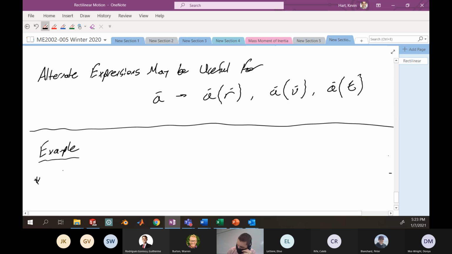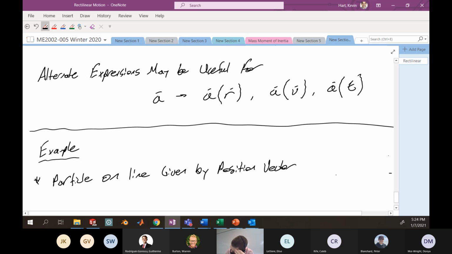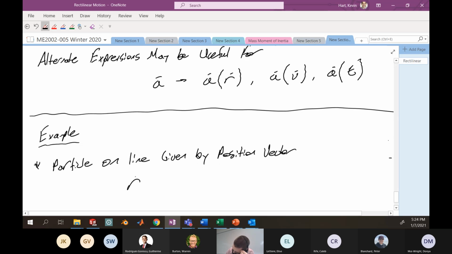All right, let's look at a quick example. Let's say that there's a particle on a line given by a position vector, which is 6t squared minus t cubed in I hat. All right, this is a one-dimensional motion, which is a function of time.